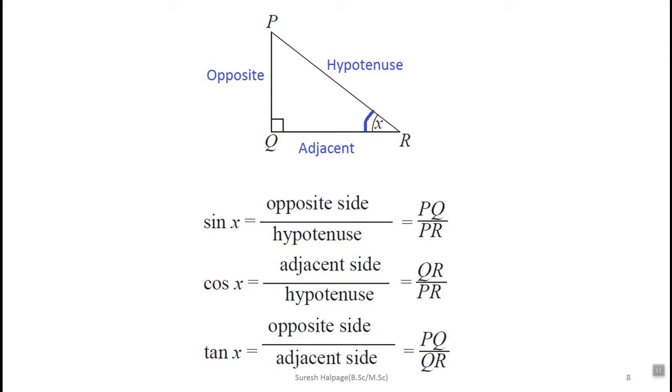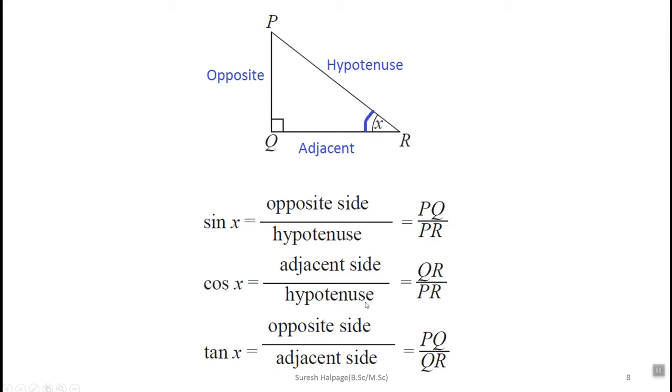Now we look at the second ratio, which is called the cosine ratio. We write it in shortened form as cos x. Cos x equals adjacent side divided by hypotenuse. How can we remember? CAH. Cos x equals adjacent side divided by hypotenuse.